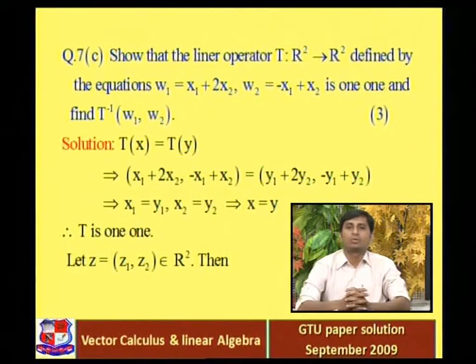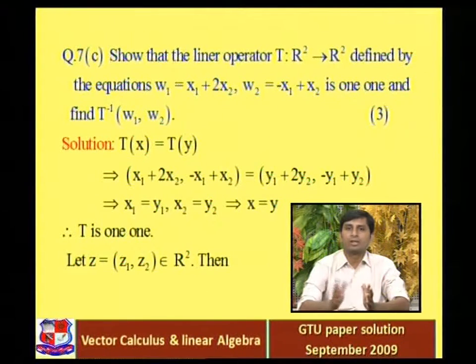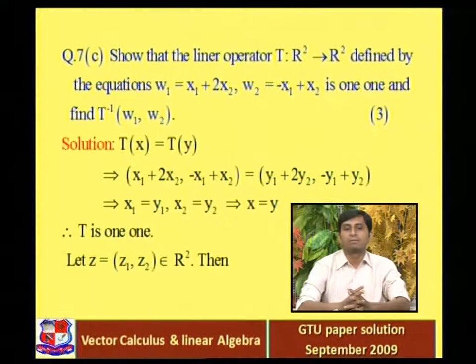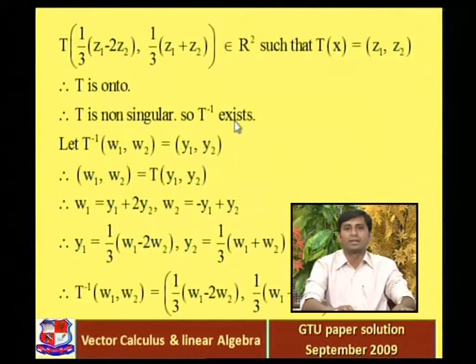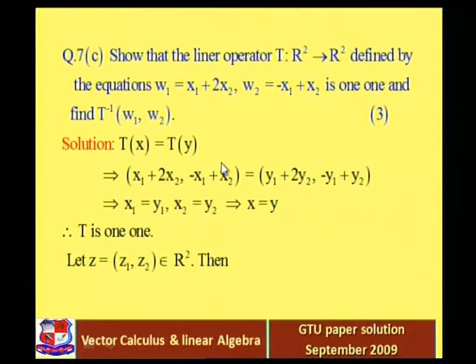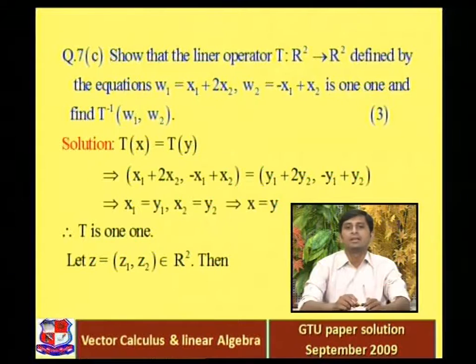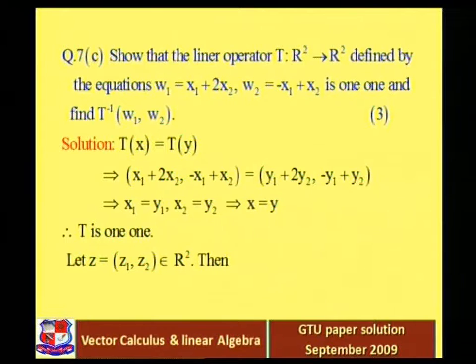Now also the another question is, we have to find T inverse of W1, W2, right? So we have to find out the inverse of this transformation. So let Z is equal to Z1, Z2 belongs to R2. Okay, now this is a linear transformation. Here there is another method which I explain, but you can also use one simple method here. See, this is a linear transformation, right? For that linear transformation, definitely we can find out the standard matrix, and the inverse of the standard matrix, right? That is exactly the standard matrix for T inverse.